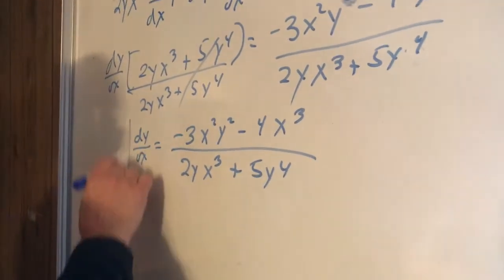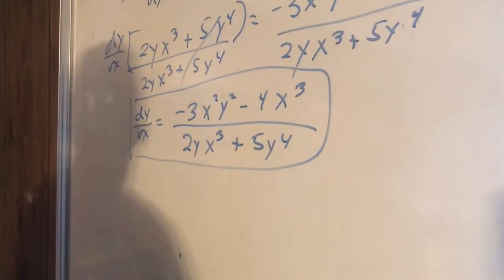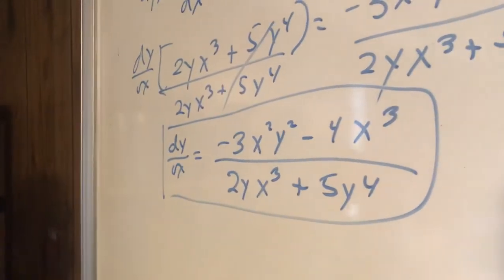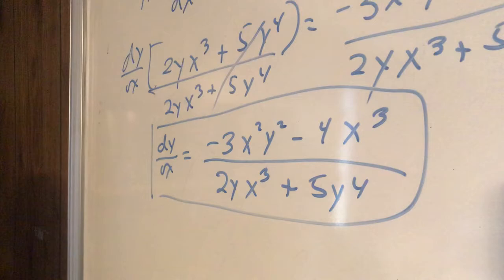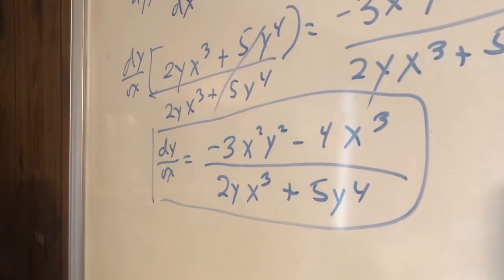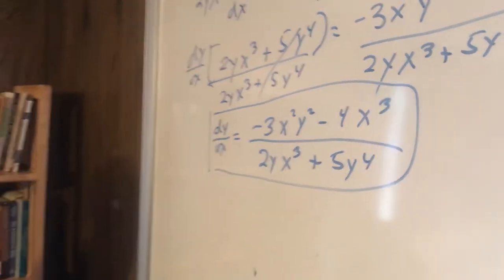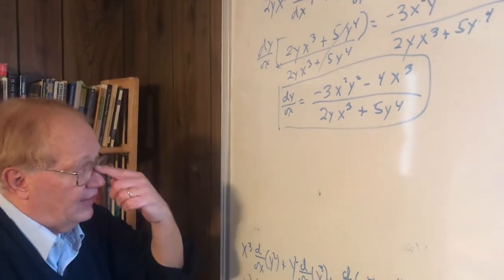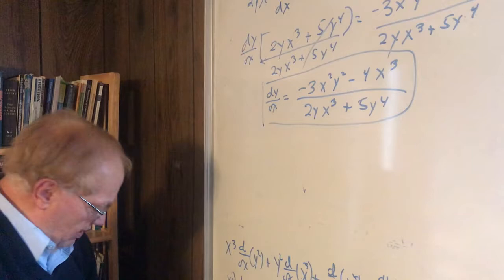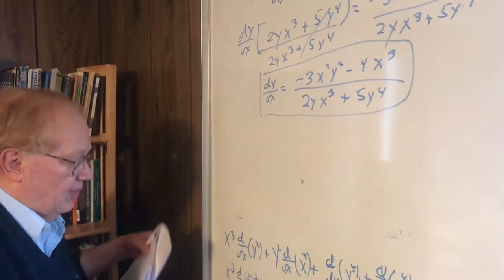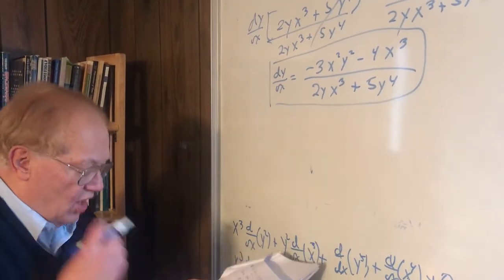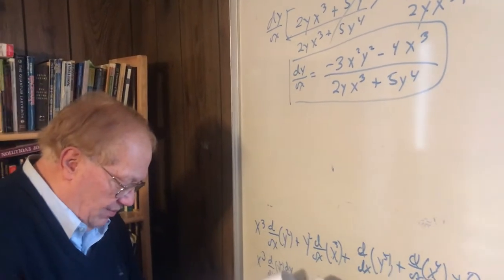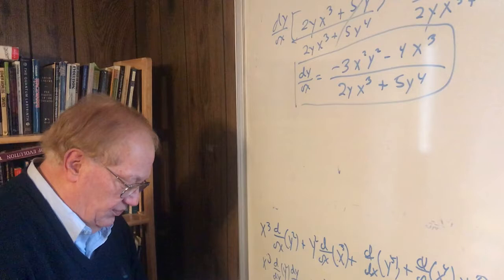There's my answer. Notice my answer has both x and y in it because the equation that we started with is actually a function of both x and y. So this is your answer. Now if you knew a value for x and a value for y, you could solve this. And we're going to go on to a problem in which we have to do that. And it's a problem which a lot of people don't like.